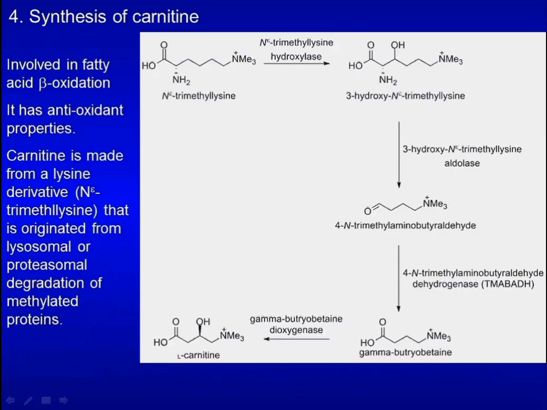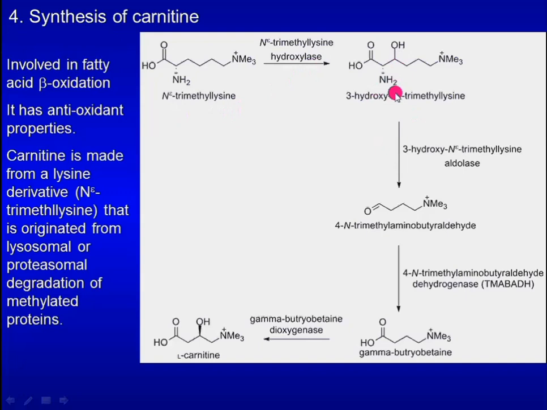Carnitine is required for transport of long-chain fatty acids into mitochondria. It has antioxidant properties. Carnitine is made from a lysine derivative, N-trimethyl-lysine, in 4 steps. The first step is addition of a hydroxyl group, catalyzed by a hydroxylase.